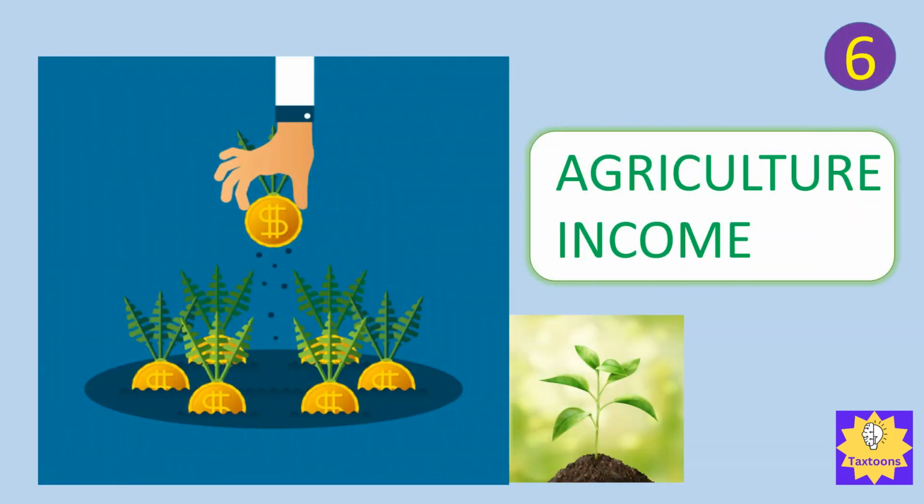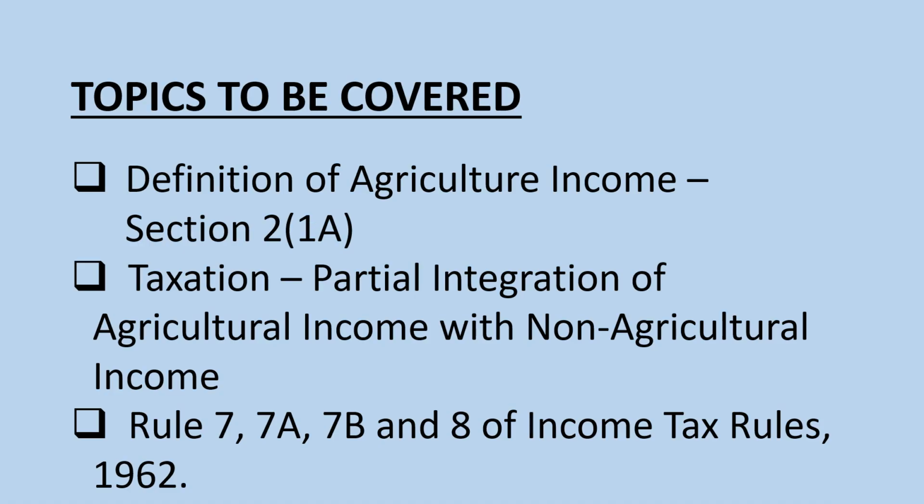Agriculture income. We all know that agriculture income is exempt under Section 10(1) of the Income Tax Act 1961. But what constitutes agriculture income and how to compute the tax liability in the case of a person who has agriculture and non-agriculture income is very important. So let us begin with the video.